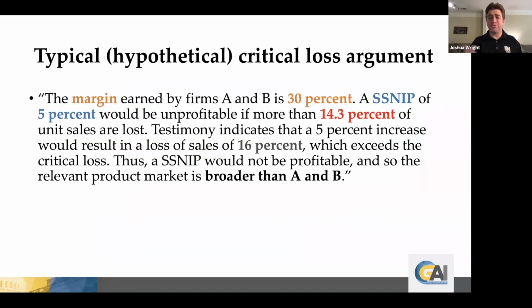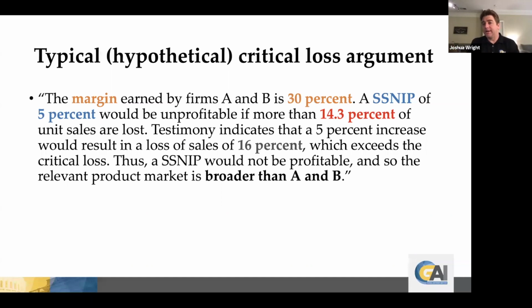And you'll hear people use these sorts of arguments. This is a hypothetical type of argument, but one that, when I served at the FTC, you would hear all of the time. The margin earned by the firms is 30% with a SNIP of 5%. The critical loss is 14.3. We've got all of this extrinsic testimony that says the actual losses would be 16%. The 16 is bigger than the 14.3, and so the product market must be larger, right?